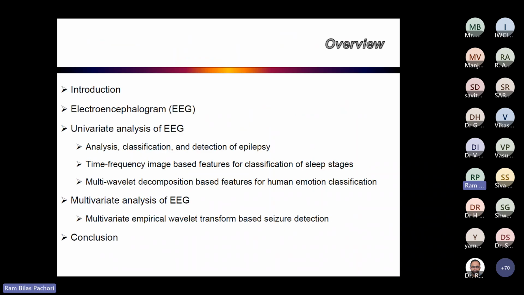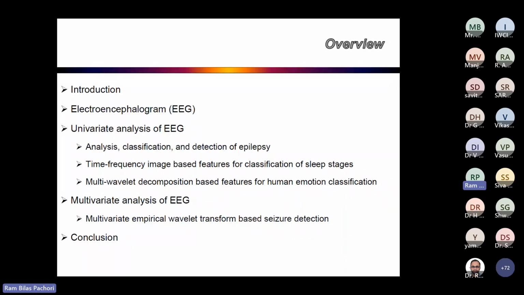First we will see the introduction, then the motivation for electroencephalogram EEG: what is the need for EEG, and what the signal is about. After that, there will be two parts of this talk. One is univariate analysis of EEG, and the second is multivariate analysis of EEG. In univariate analysis, we take an individual channel for processing, and in multivariate analysis, we consider all channels together. In univariate analysis of EEG, we will see analysis, classification and detection of epilepsy using EEG signals, based on the univariate concept.